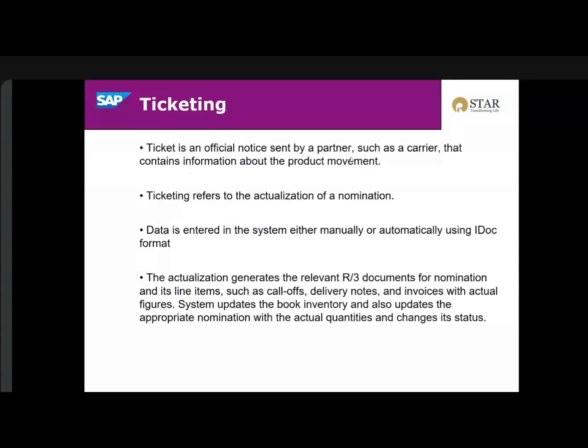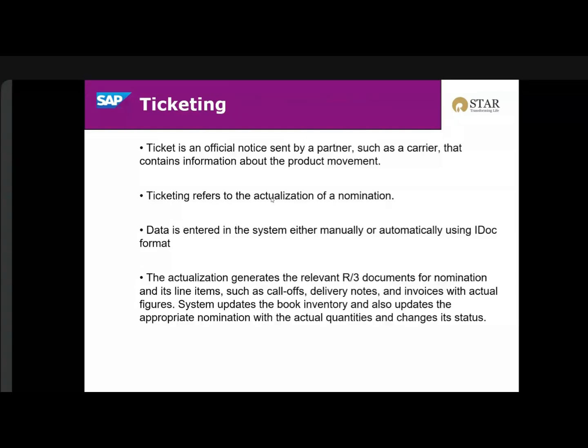Ticketing is an official notice sent by the partner, such as a carrier, that contains information of the product movement. They can give a physical letter or some notification, or they can send an email, or send it online through an interface. Ticketing refers to the actualization of the nomination. In SAP language, we call it actualization of a nomination. This is called ticketing.